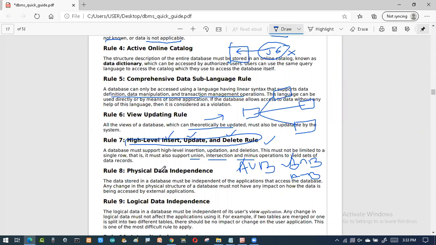Then coming to the eighth one, it is about physical data independence. Whatever data I am storing in the database should be independent. It should not be like I am compatible only with Android and not compatible with the iPhone. Whatever applications I'm using to access the database, I'm using some GUI, and with the help of that GUI I'm trying to connect to the database. Whenever I'm trying to retrieve the data from different operating systems, it should be able to access it freely.